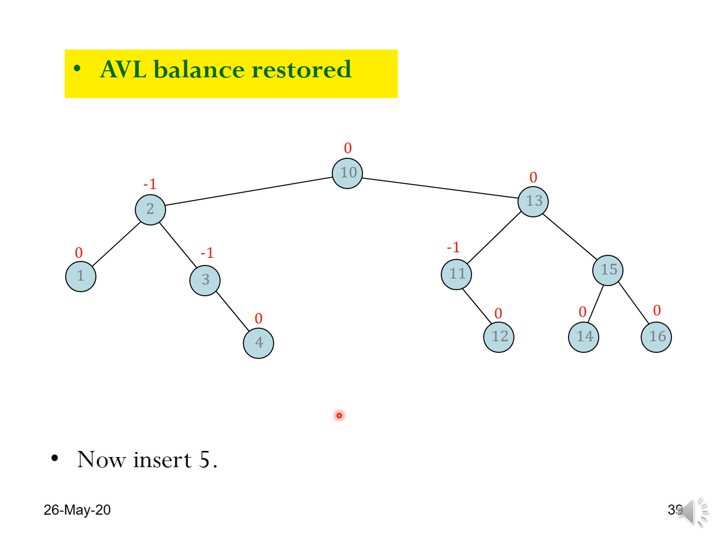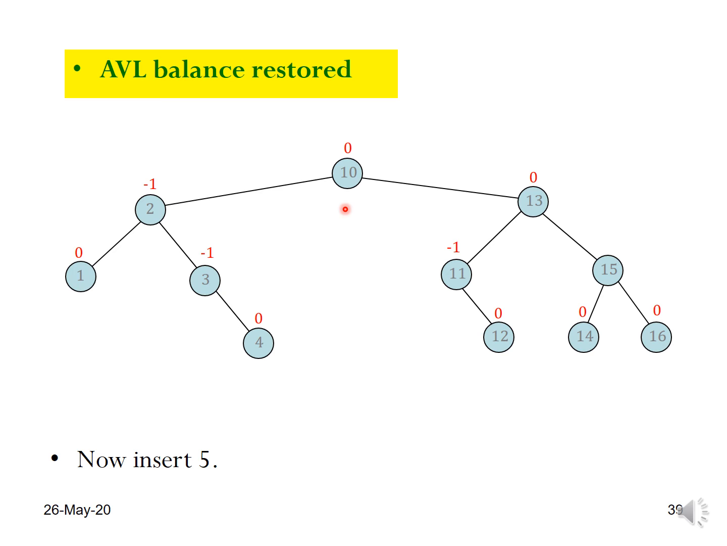After rotating that, it comes out to be like this. So it is balanced, or we can say AVL balance is restored. We can calculate the balance factor of all the nodes. All the nodes have a balance factor less than or equal to 1, so that's why we can say this is an AVL tree.